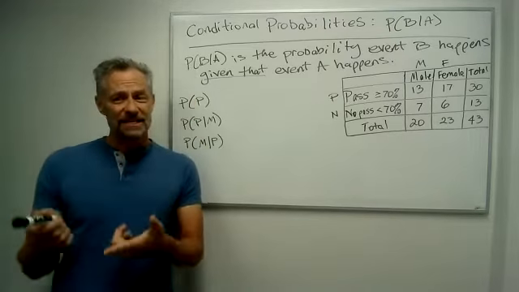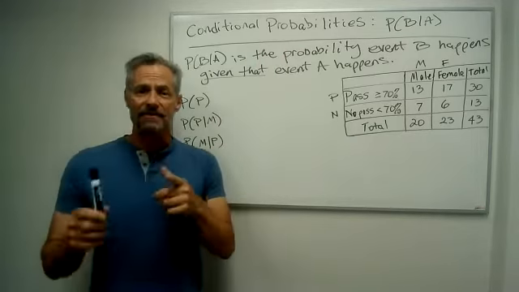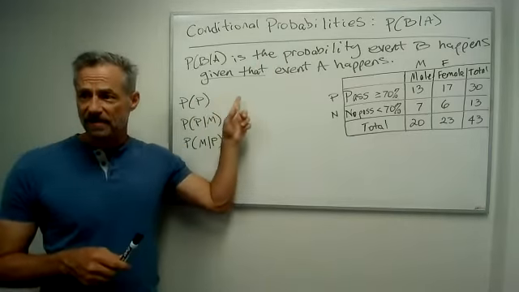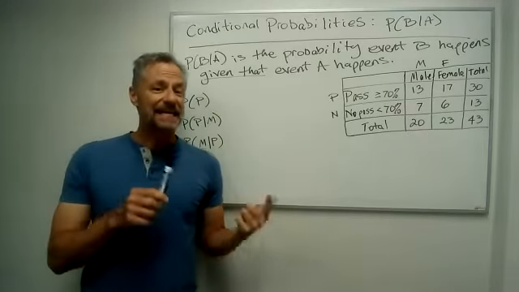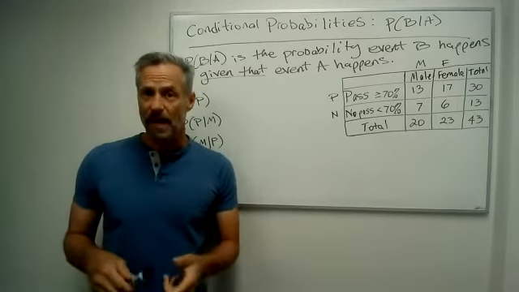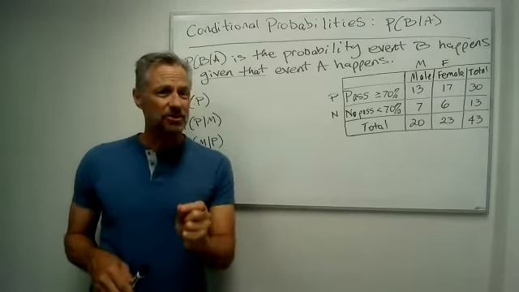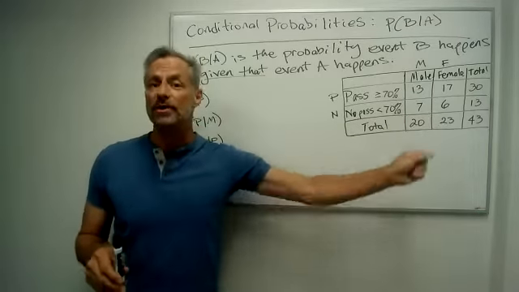Let's talk about conditional probabilities. So the probability of B given A. All right, I've got the definition here. The probability of B given A is the probability that event B happens, given that event A happens or will happen. Okay, so conditional probabilities, the probability something happens based on something else we already know.